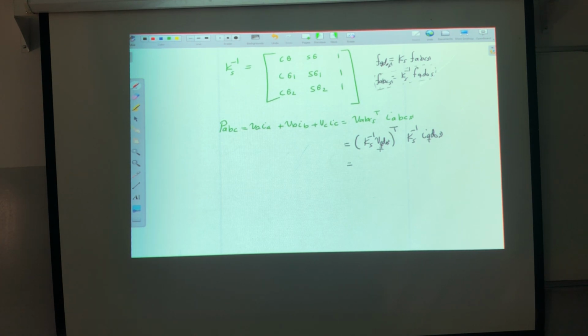Flip it. So VQD0S transpose, KS inverse transpose, right? So this will be VQD0S transpose KS inverse transpose KS inverse IQD0S. So I need to evaluate this one.